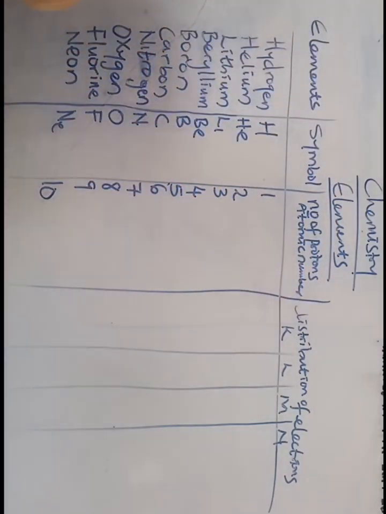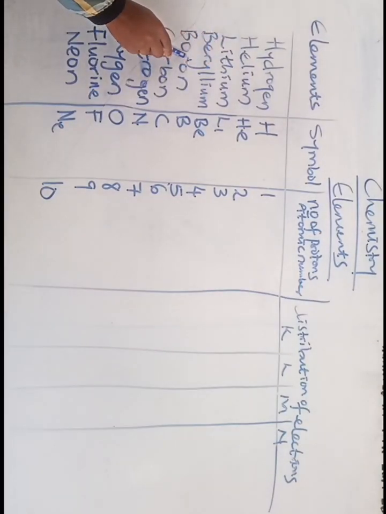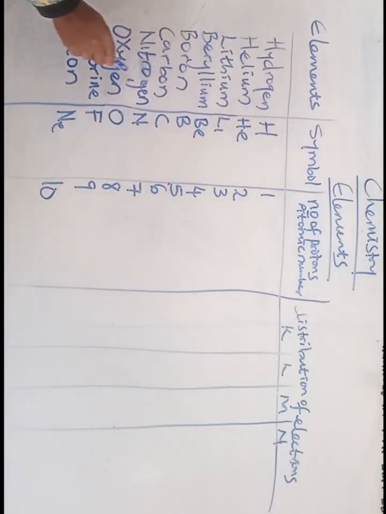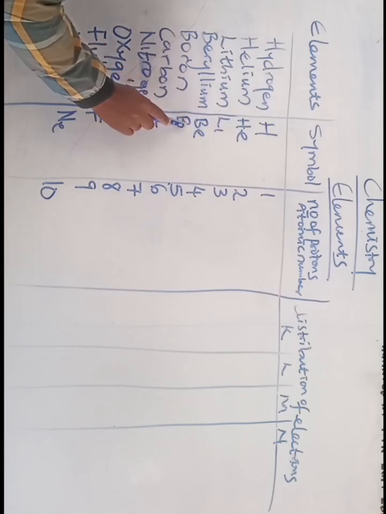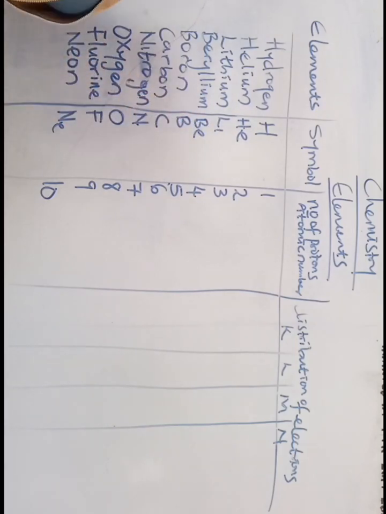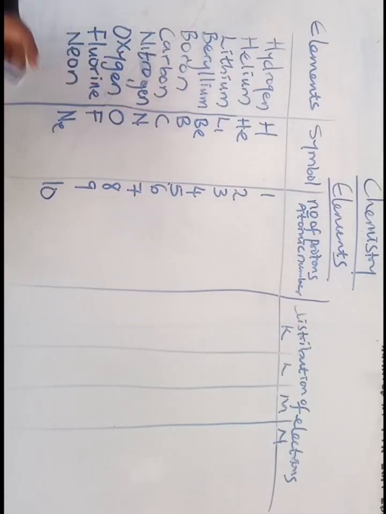So on the board I have hydrogen, helium, lithium, beryllium, boron, carbon, nitrogen, oxygen, fluorine, and neon. Our first 10 elements, and I have their symbols respectively. Okay, we encourage students to know their first 20 elements at least for the purpose of this class.